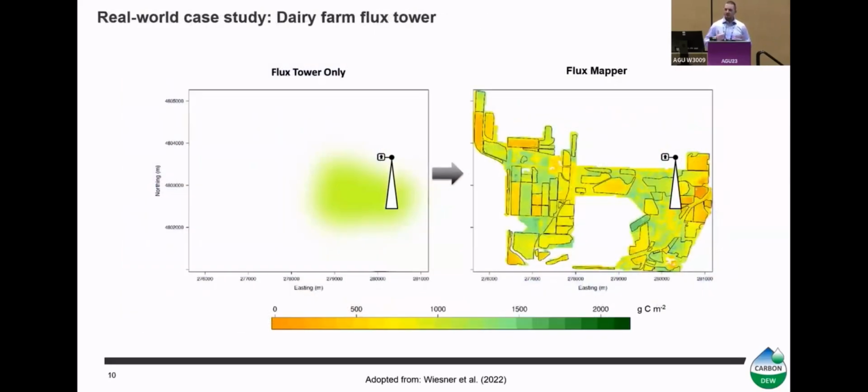And here's the end result. It's a study by Susie Wiesner, who is also sitting in the audience here. So on the left-hand side, what you see is this carbon dioxide exchange blob, quote unquote, that you get from a standard eddy covariance measurement. And when you're mapping these things out, you get this beautiful definition that you see on the right-hand side.